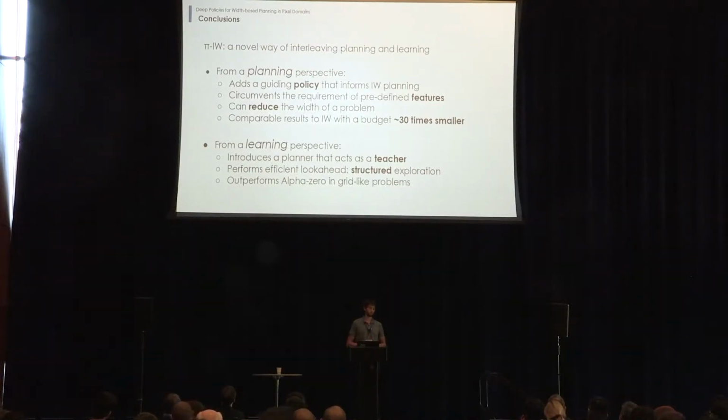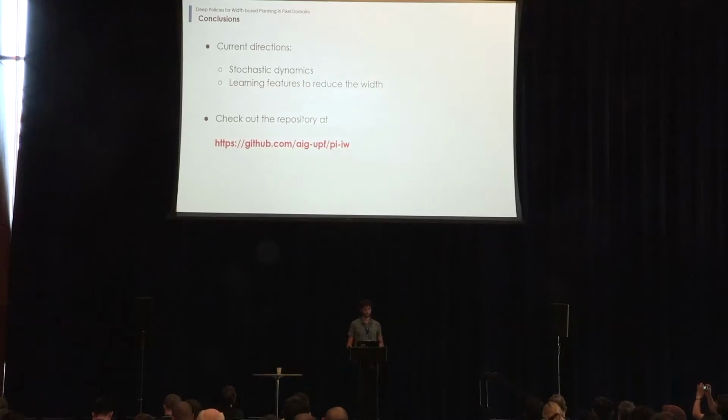Also, we show comparable results to previous methods with a budget 30 times smaller, and again, with these features automatically extracted. From a learning perspective, we've introduced a planner that acts as a teacher, performs efficient look-ahead, structured exploration, and outperforms AlphaZero in these sparse reward grid-like problems. So our current directions are how to deal with stochastic dynamics, and also how to encourage these learning features that reduce the width of a problem.